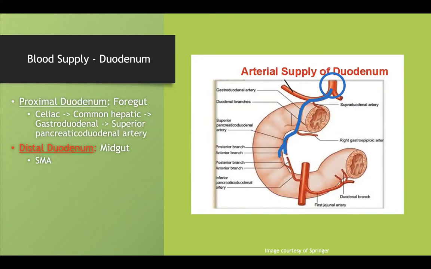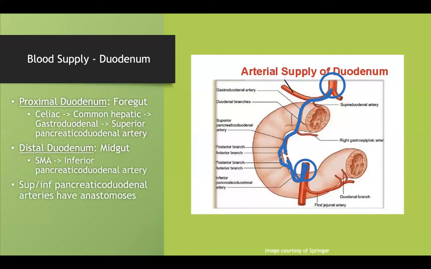So the distal is a lot more straightforward. You have your superior mesenteric artery right here, and a branch of the SMA is the inferior pancreatico-duodenal artery. Now, clinically, the only thing important to realize is that the superior and inferior pancreatico-duodenal arteries do have an anastomosis, so they can connect like this.